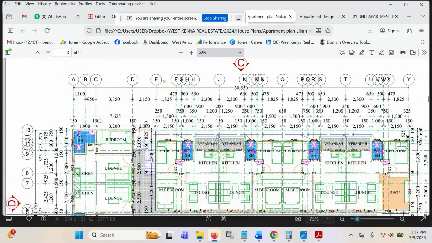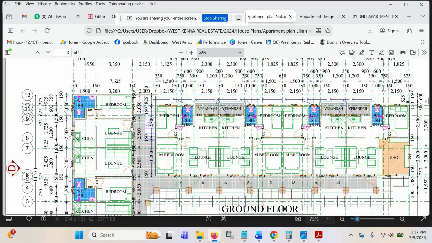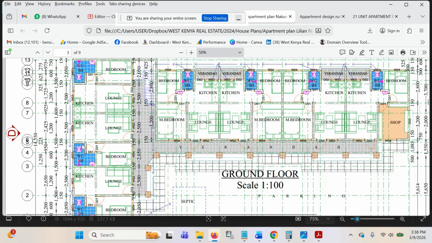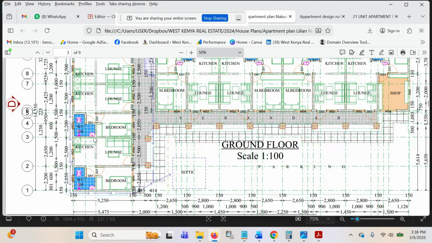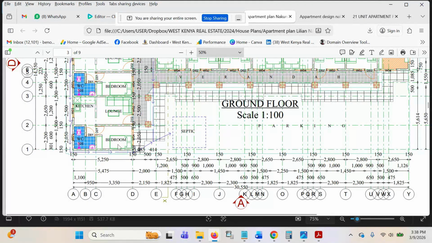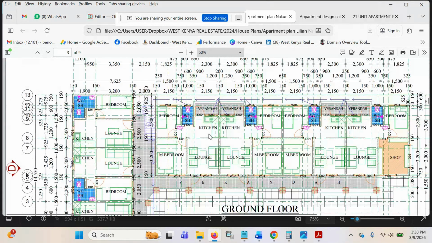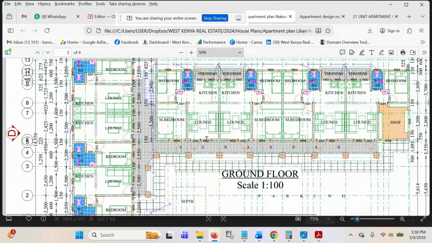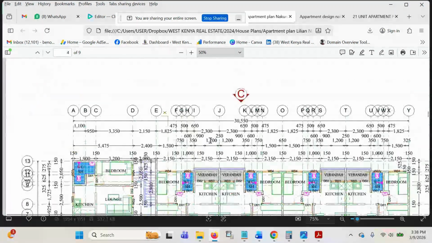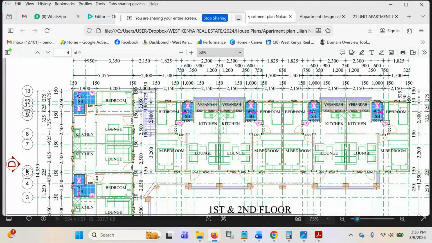Then when you come to this wing, you have the first one bedroom here. So the bedroom is here, kitchen is here, water closet is here, same as this one here, here, here, and this one here, here, here. So that's why I said every floor you have 7 units. It replicates on the other floors, as you can see.